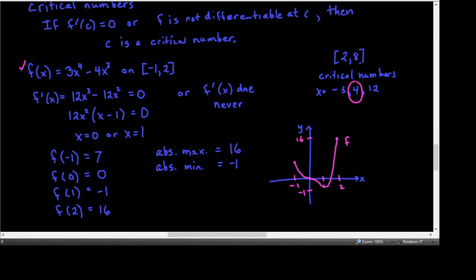Although 0 is a critical number, it's in the list of 0 and 1 are critical. 0 is a critical number, but it's not giving us a max or a min. So that converse statement is not true. So in other words, the critical numbers of a function need not produce relative extrema. They might not.